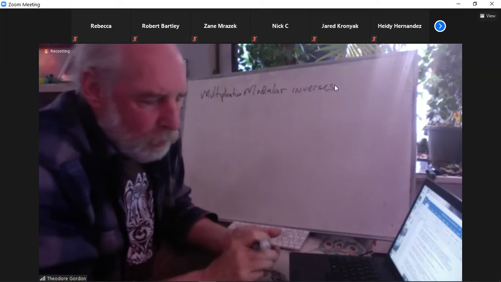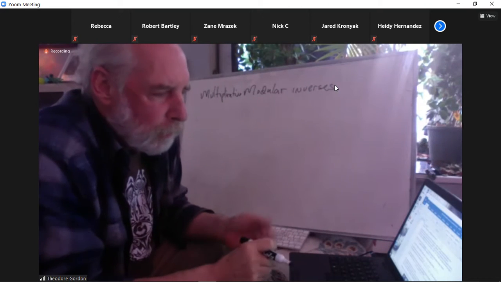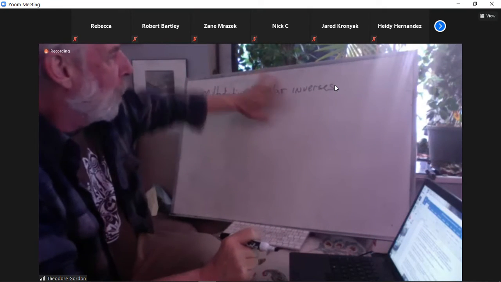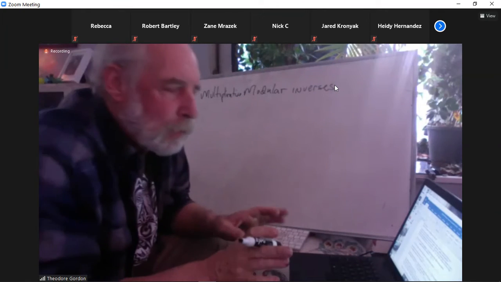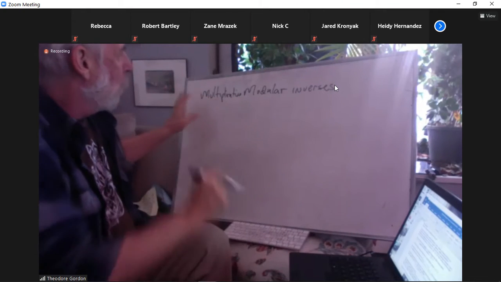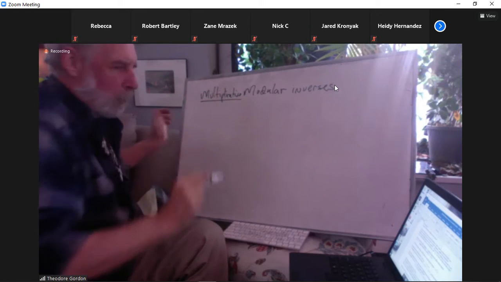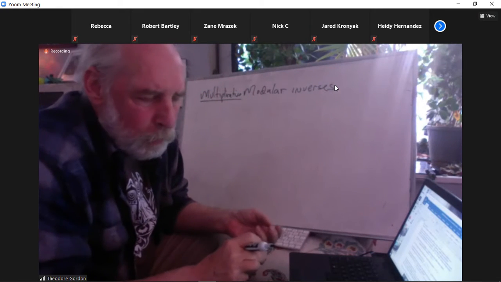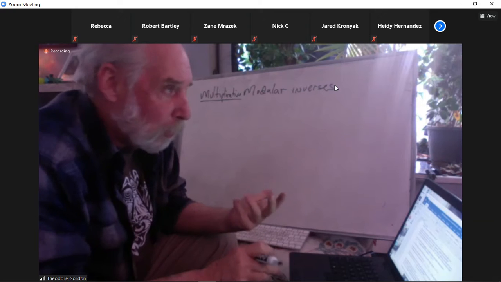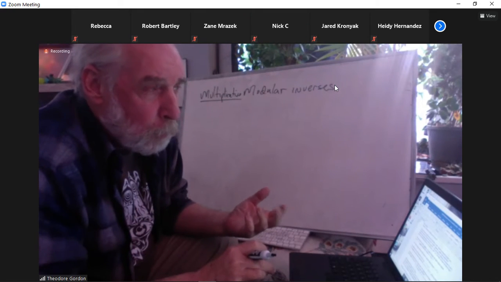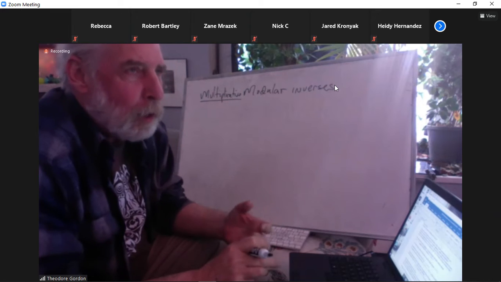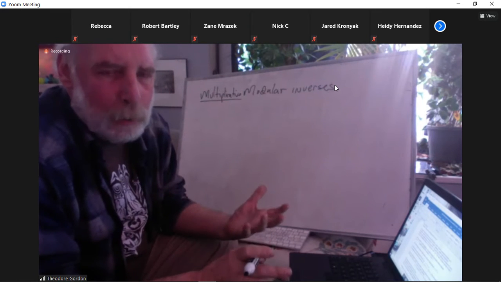Multiplicative modular inverses. Next week when we start group theory, we're going to take out the word modular and we're going to look at things like inverses and that. Now the word multiplication, when you hear the word multiplication, like most people, you think of 3 times 7 equals 21. But the word multiplication has a much broader meaning.